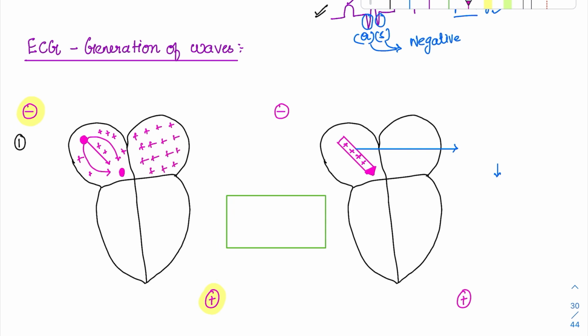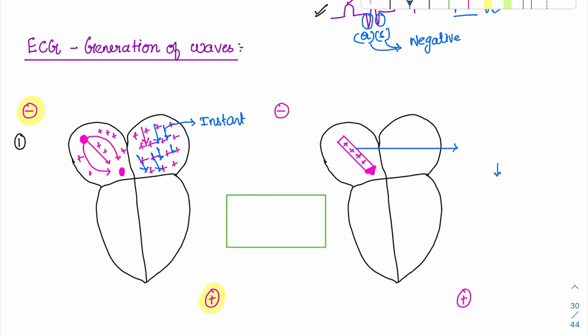Many books write about voltage, current and various things, but let's try to understand through depolarization only. So what will happen? Now they are generating minute potentials in every place. These potentials will generate some minute waves, in whatever direction it is getting depolarized. So they are generating a wave like this. These small things are called instantaneous vectors.